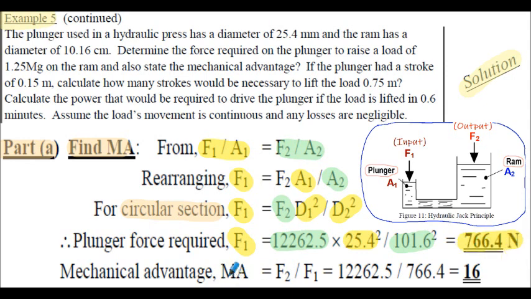So we can now calculate the mechanical advantage. It's F2 divided by F1. F2 was calculated on the previous slide, F1 calculated above. So mechanical advantage is 16.